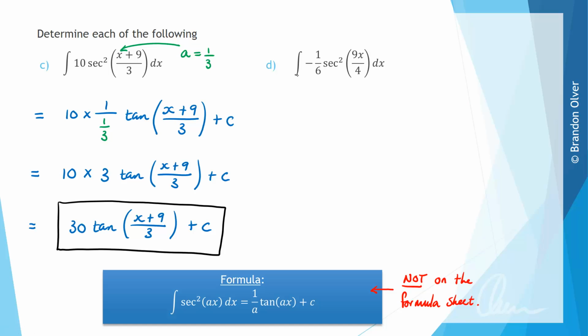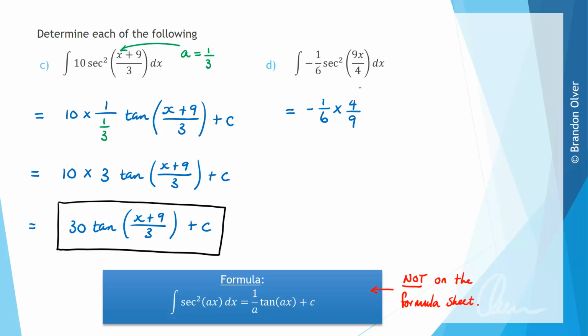And finally for D, we have the integral of negative 1 divided by 6 times sec squared of 9x over 4 with respect to x. So following the same formula as we've been doing for the last 3 examples, this is going to be negative 1 over 6, so this constant stays out the front, and that will be multiplied by the reciprocal of a. So the reciprocal of 9 over 4 is simply 4 over 9. So there we've just been efficient with our working.